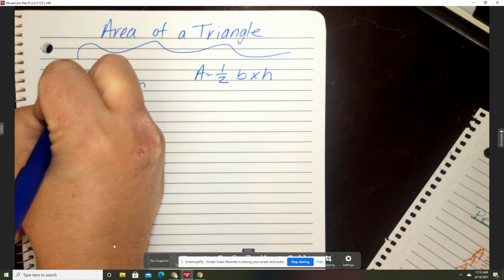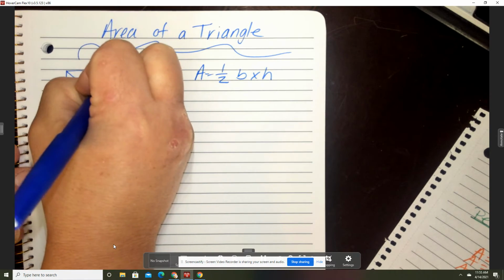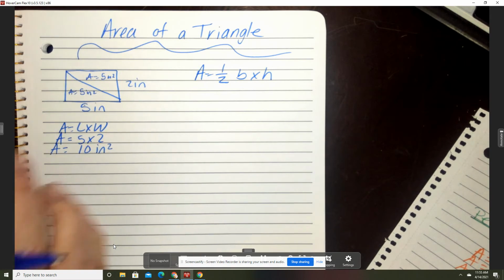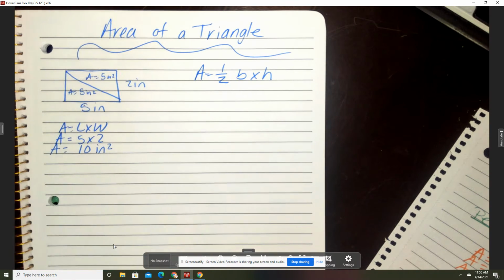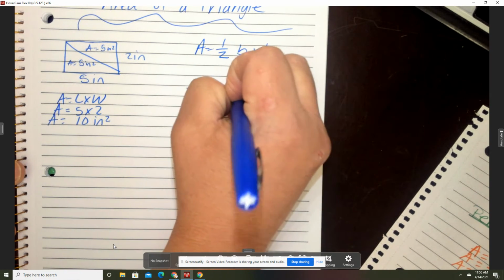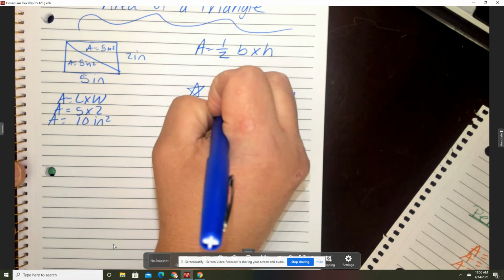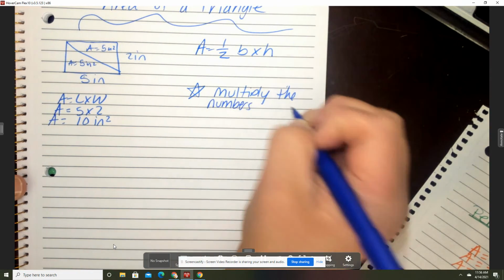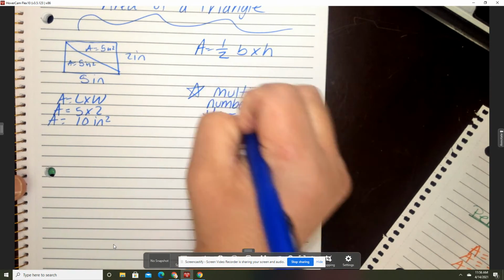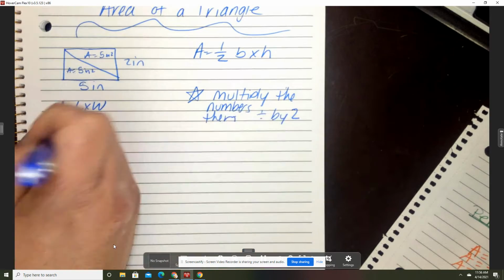But that means that this triangle right here is only 5 inches squared, and this one is 5 inches squared of the area. So you have to figure out if the triangle was a whole rectangle or the whole square, and then halve it. So the key thing to remember is just to multiply the numbers, then divide by 2. That is the key thing to remember with area of a triangle.